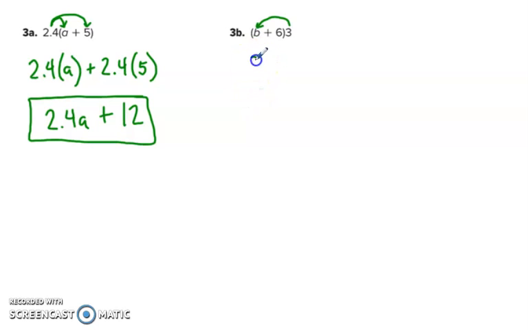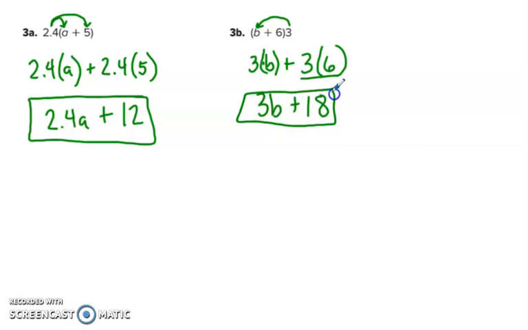Okay, 3 times b, plus, and then 3 times 6. Boy, these look a lot alike, don't they? But anyway, this is a b, that one's a 6. B plus 6. Okay, it looks beautiful. The 3's are on the outside. So we get 3b plus, and this 3 times 6 is going to be 18. Gorgeous. Just gorgeous.